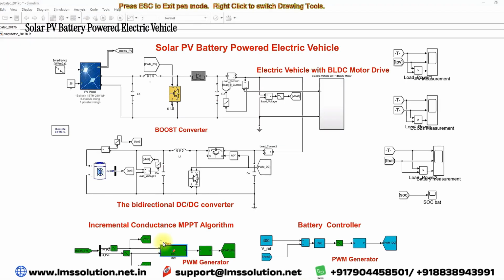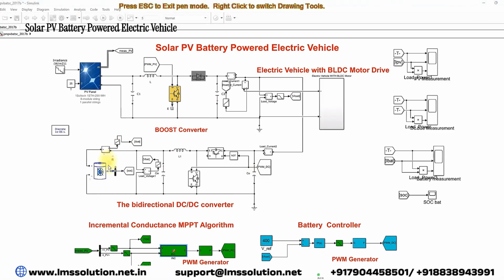The output of this incremental conductance MPPT is the duty cycle. Based upon voltage and current, the incremental conductance MPPT adjusts the duty cycle. This duty cycle is processed via a PWM generator. This PWM generator generates the pulse, and this pulse controls the IGBT of this boost converter in order to extract the maximum power as well as boost the voltage from 245 volts to 400 volts.